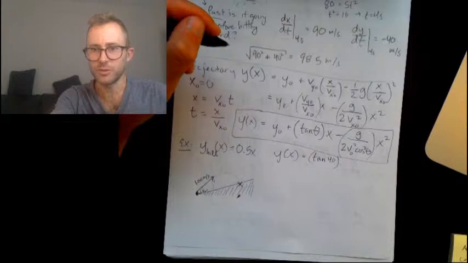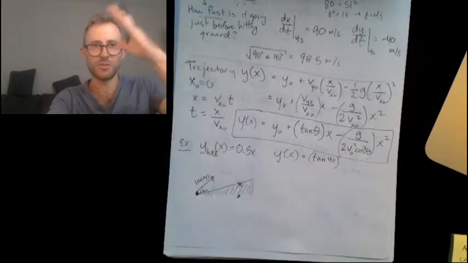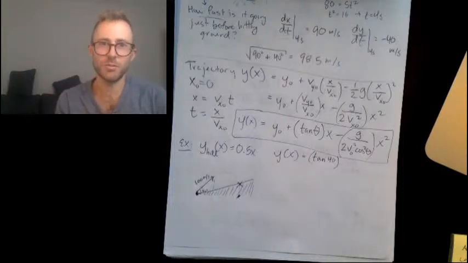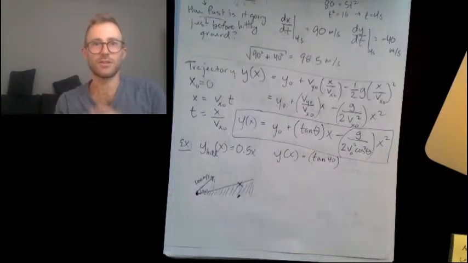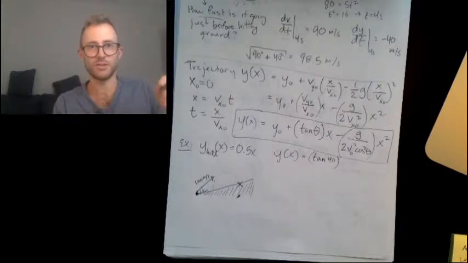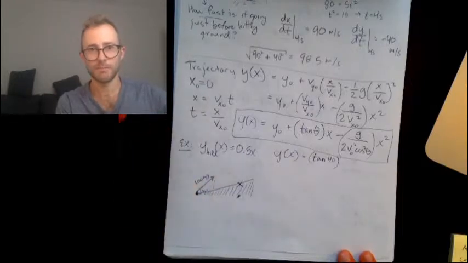There's a good question, which is, why is it 0.5? That would just depend on the steepness of the hill. I'm saying that in this particular problem, the hill has a slope of 0.5. So its rise over run is 0.5. The steeper the hill is, the bigger that number is going to be.